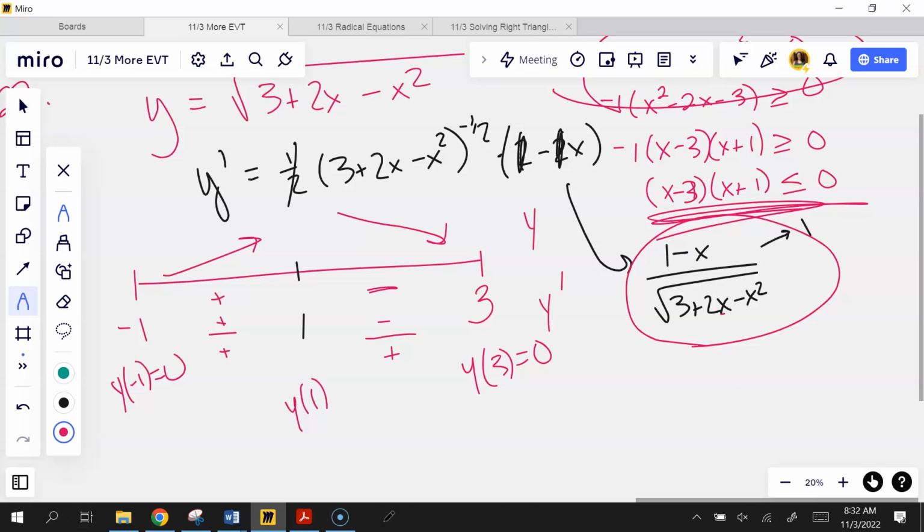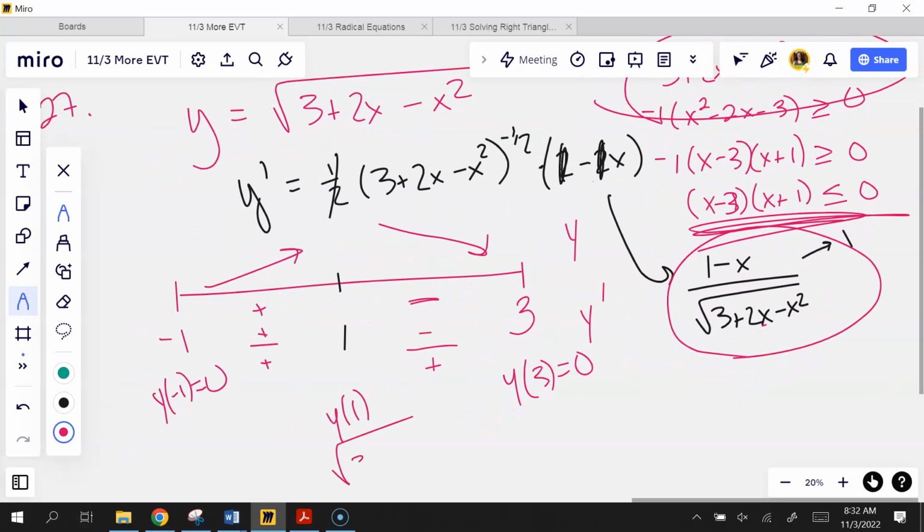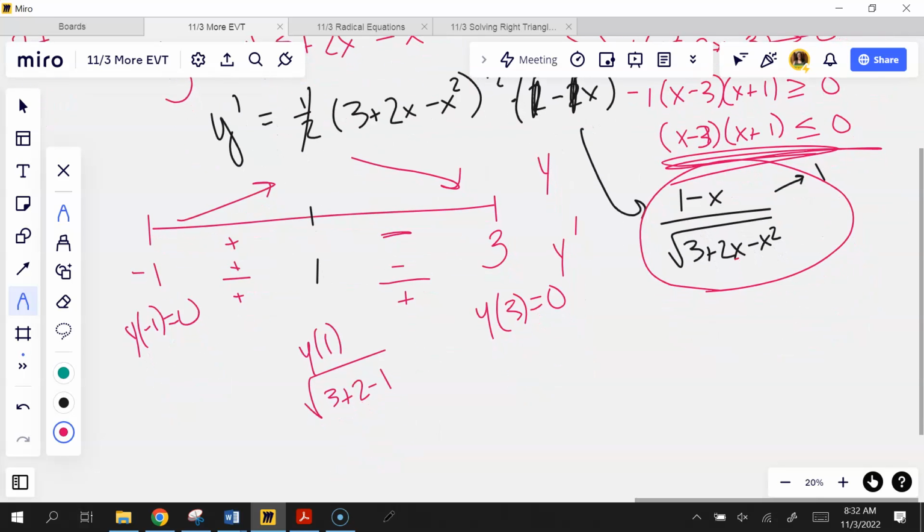So I already know that x equals 1 is a maximum. I don't know if it is the maximum. It should be, but let's see. If I plug in here, I get the square root of 3 plus 2 minus 1, which is 5 minus 1, which is 4, which is 2. Therefore, that's bigger, right? y has an absolute max of 2 at x equals 1.